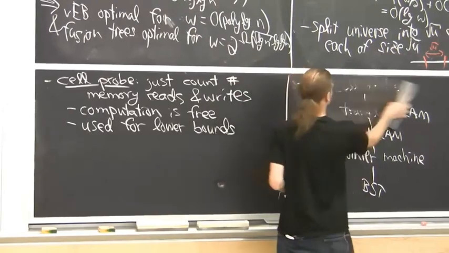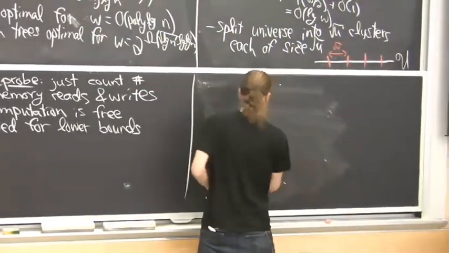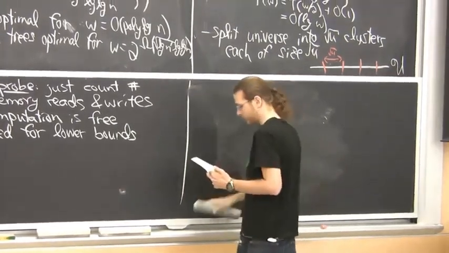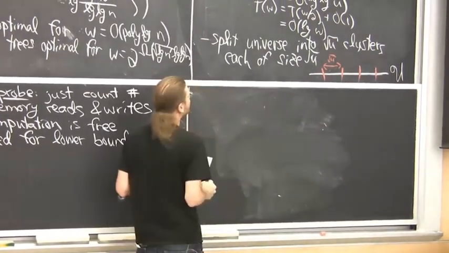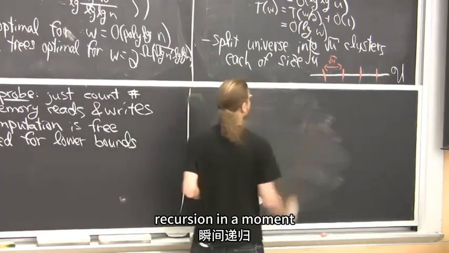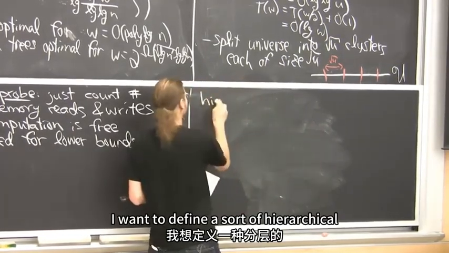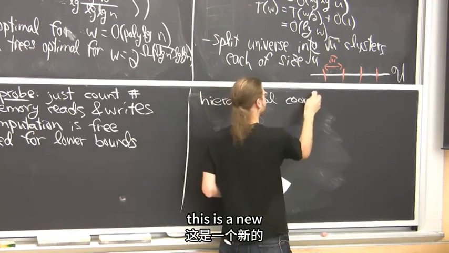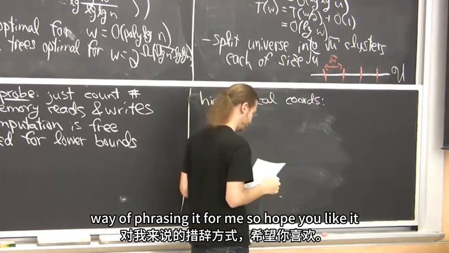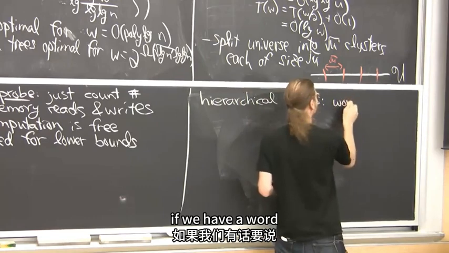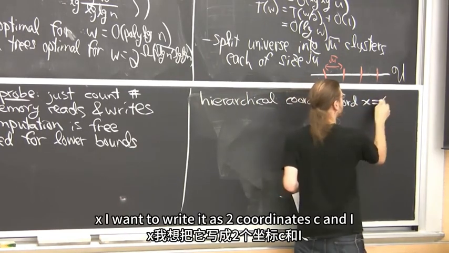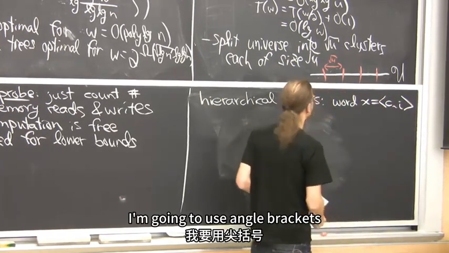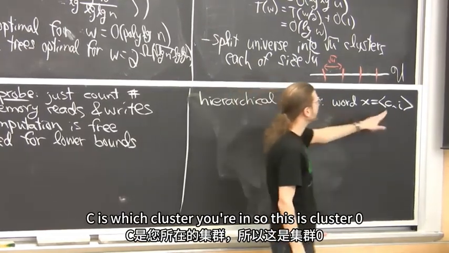Yeah, so I'll talk about how to actually do that recursion in a moment. Before I get there, I want to define a sort of hierarchical coordinate system. This is a new way of phrasing it for me, so I hope you like it. If we have a word x, I want to write it as two coordinates, c and i. I'm going to use angle brackets so it doesn't get too confusing. C is which cluster you're in.